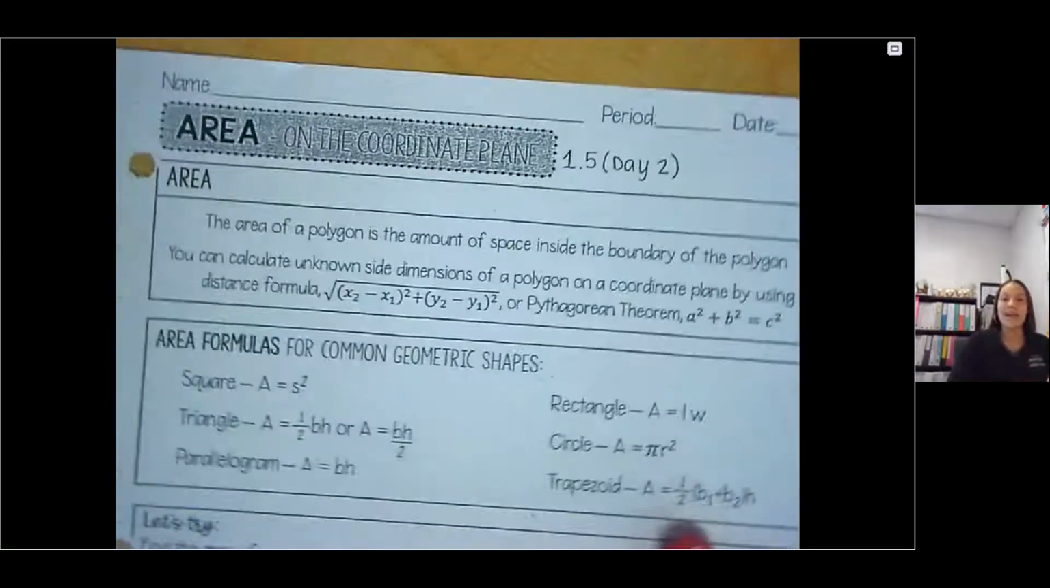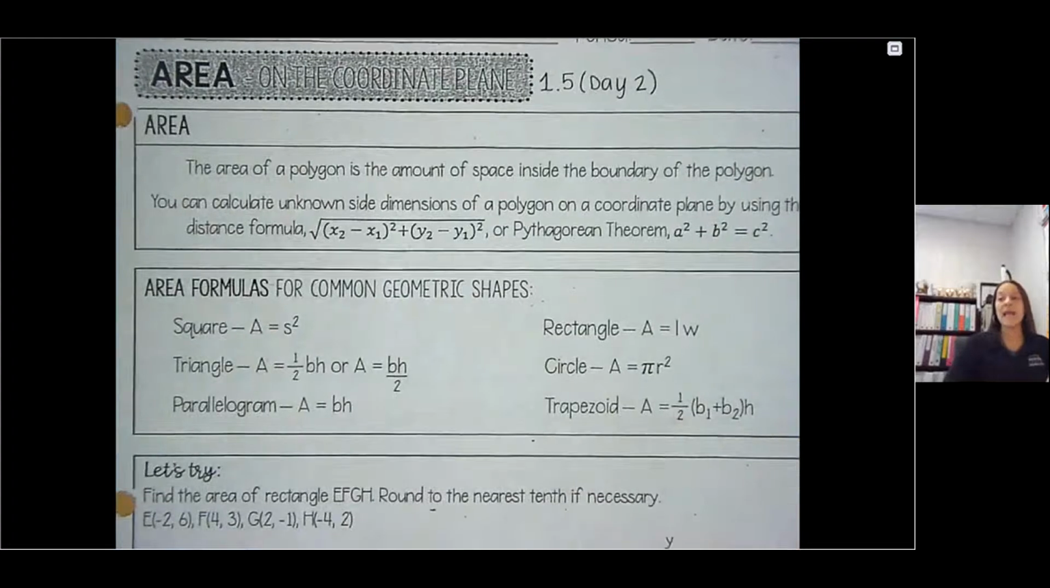Okay, now we're going to go to our second section, which is area on the coordinate plane. So remember I said at the beginning, area is like the amount on the inside. Like if you're thinking about a lawn, it's how much grass you have. The perimeter is your fence that you put out around it. So the area of a polygon is the amount of space inside the boundary of the polygon.